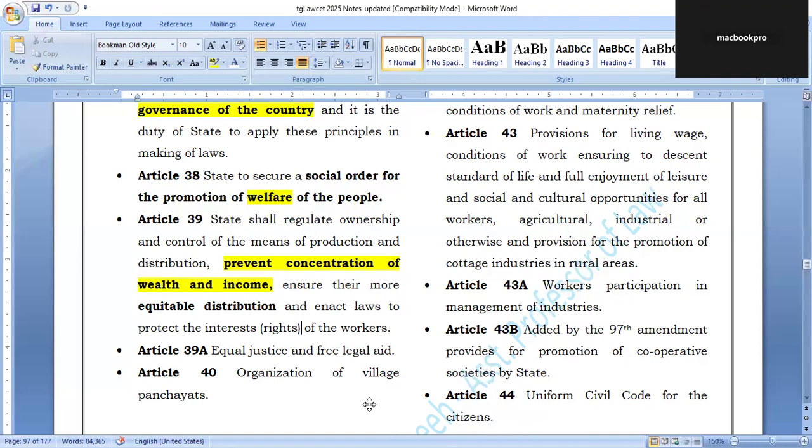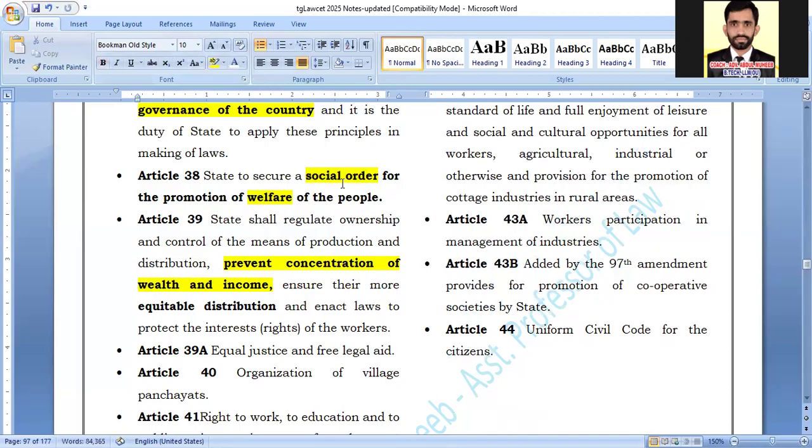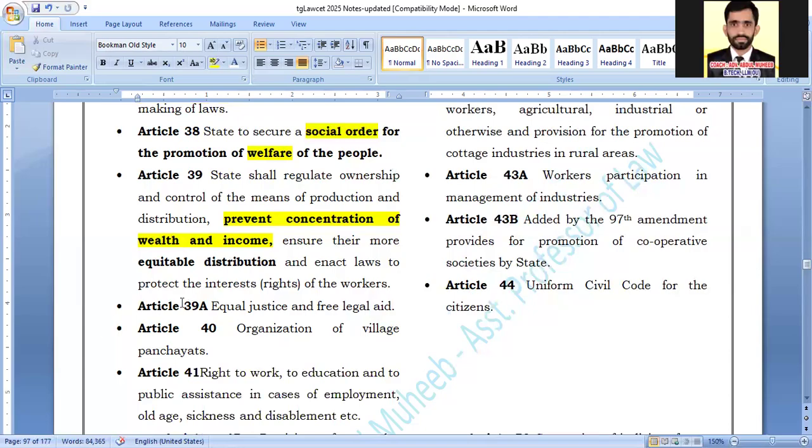If you have to remember Article 38, what are the keywords? Social order and welfare of the people. Article 39: prevent concentration of wealth and income. Very important.